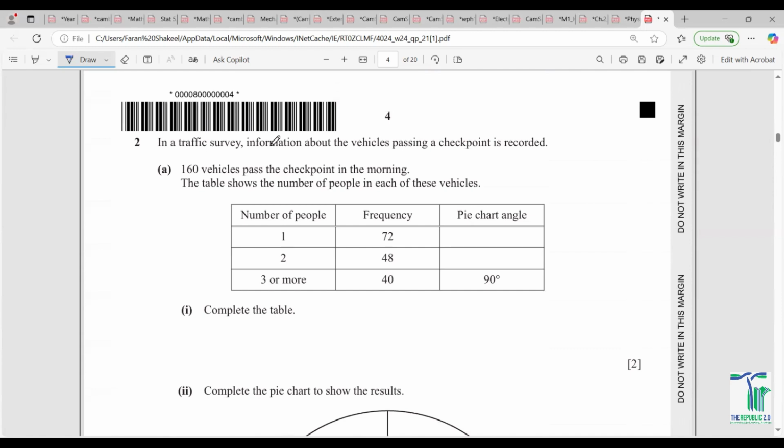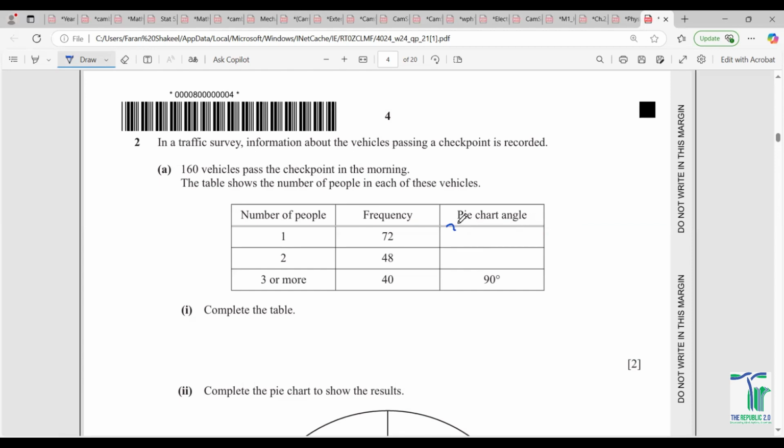In a traffic survey, information about the vehicles passing a checkpoint is recorded. 160 vehicles pass the checkpoint in the morning. The table shows the number of people in each of these vehicles. You've got number of people, frequency, and so on. आपने pie chart angle निकालना है. So the number of people is 1, you've got a frequency that is 72, and pie chart angle आपने देखना है. तो pie chart angle आप कैसे निकालते हैं?